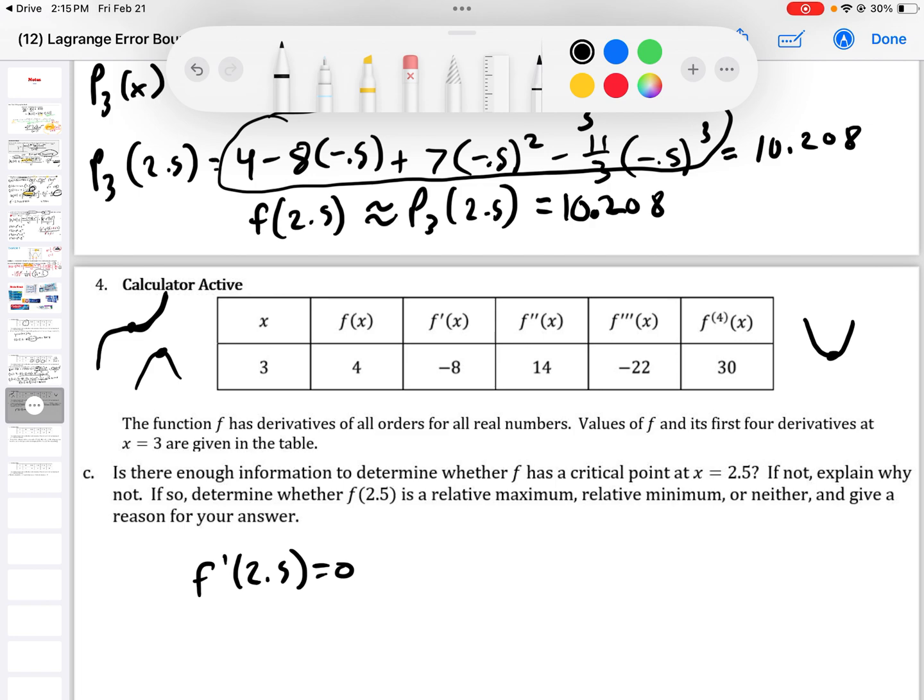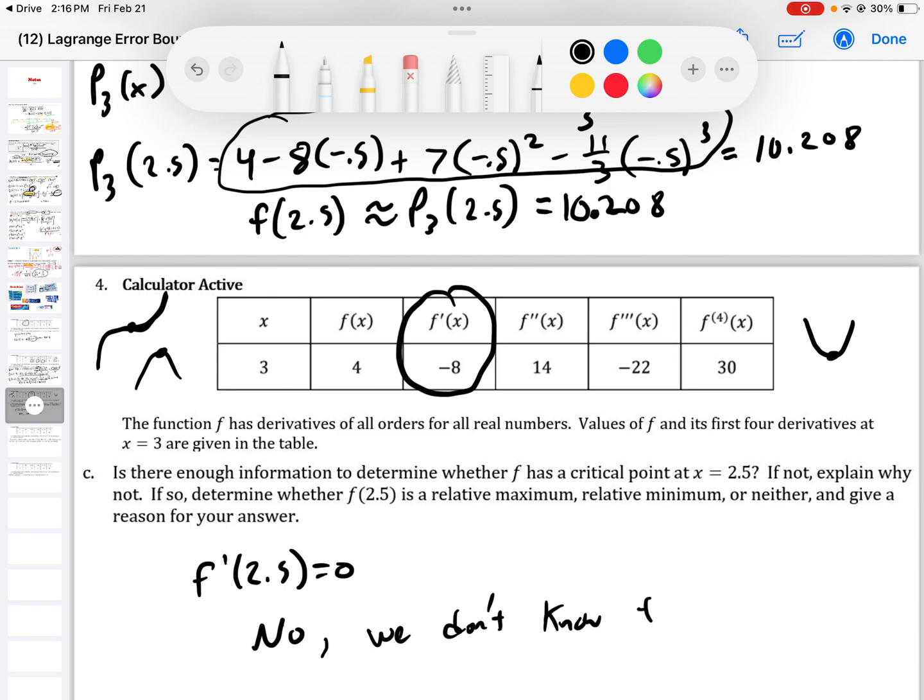Do we know f prime of 2.5 is equal to 0? I don't think so. I know f prime of 3 is equal to negative 8, but I don't know what it is around that. So I'm going to say no.